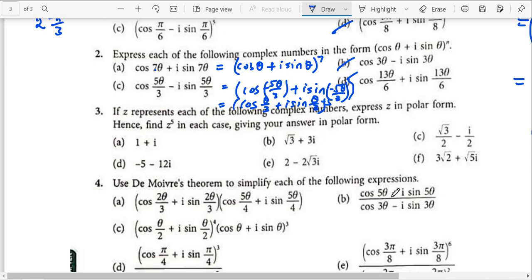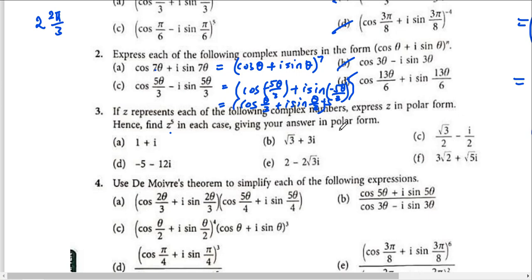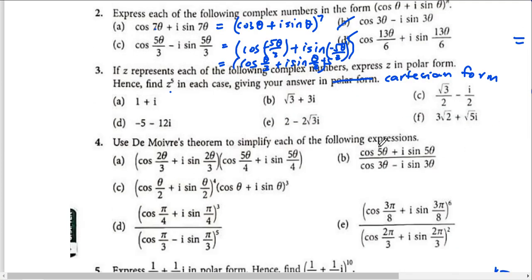Number 3, you must express in polar form, then find Z to the power of 5. Don't write it in polar form, this one you change, number 3 you write in Cartesian form. Number 4 you write in polar form. The valid already. Use the De Moivre theorem, simplify each of the following expressions. This one you write in polar form.